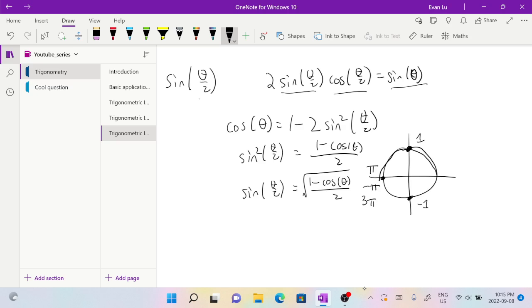So we can see that there's going to be two possible values, and it basically just depends on how many times we're going around the circle, because this time it actually affects the answer. So the general answer will be sine of theta over 2 is square root of 1 minus cos theta over 2, but then you have to check the sign depending on what your angle is, which answer makes sense. And we choose that one.